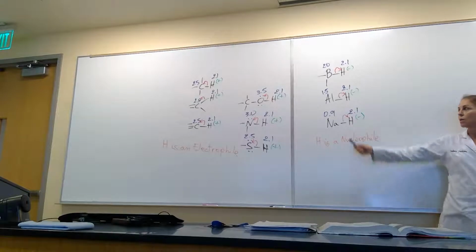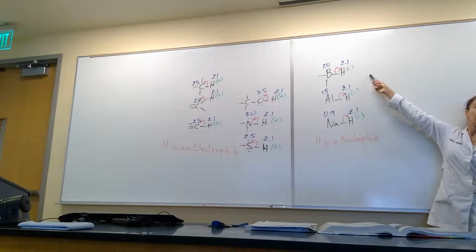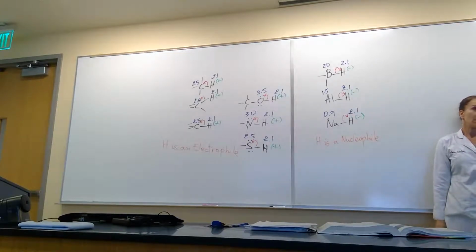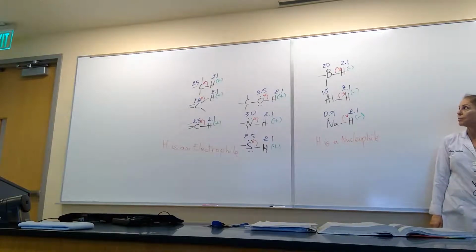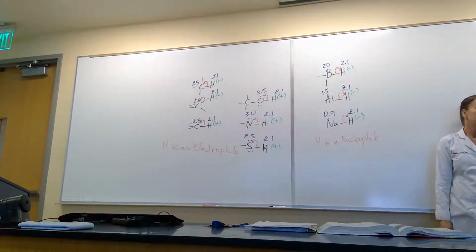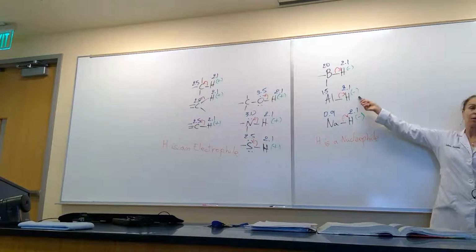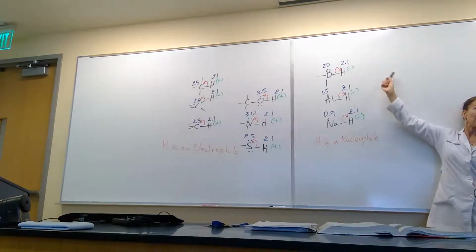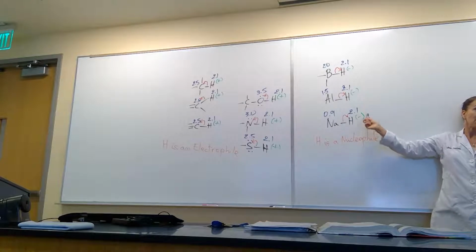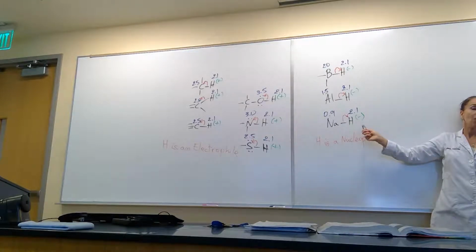Oh, wait. And if you compare these two, they're in the same group, which means which one will break the fastest? Aluminum. So in terms of reactivity, we already know that this is stronger than this, and this is stronger than that. Let's repeat, this and this, which one is a stronger one? Why? Because there's a greater polarity or difference. This would be because of electronegativity difference.